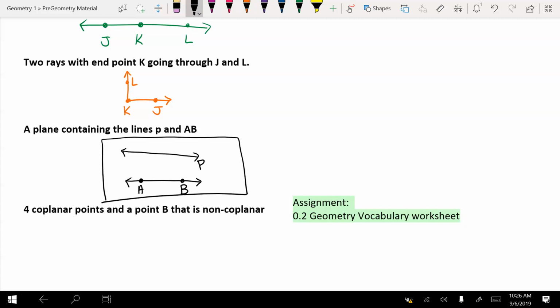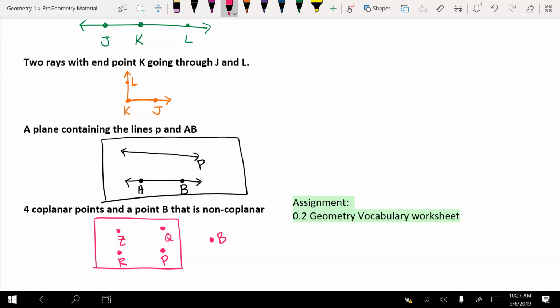Next one says 4 coplanar points and a point B that is non-coplanar. Okay? So for this one, you would draw a box. How many points are you putting inside your box? 4. Do you need to label those points? It doesn't give you, so you don't have to, but it's fun to. I like to use the weird letters, the Z's, the Q's, the R's, and the P's. Okay? I like to use weird letters, not the ABC. Okay? And then it says B is non-coplanar. That one does have to be labeled with a B. But you could have picked any other letter besides B to label these ones inside of your plane. Okay?